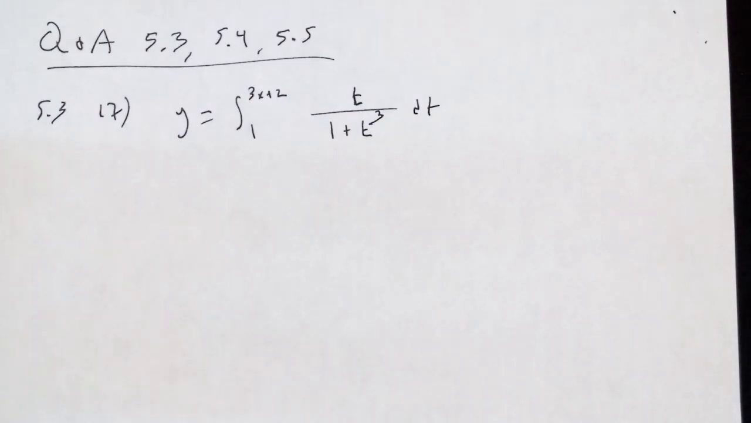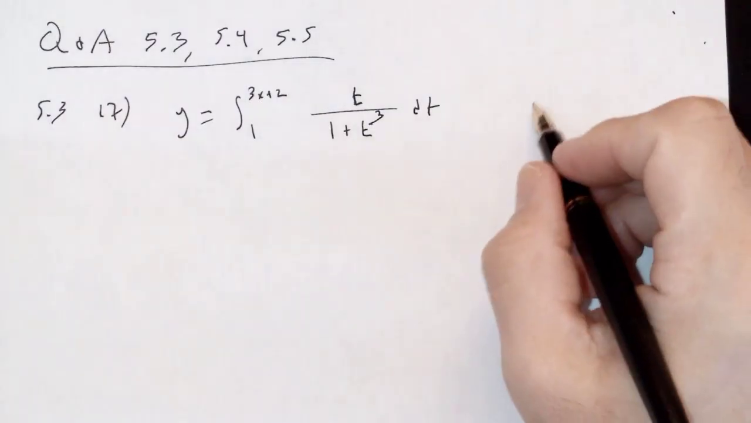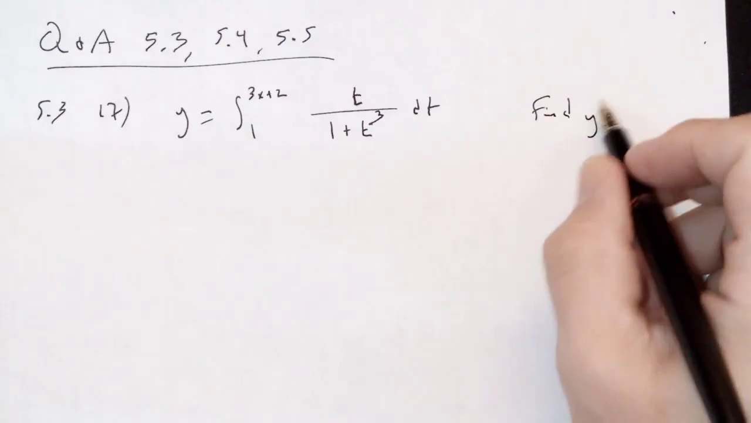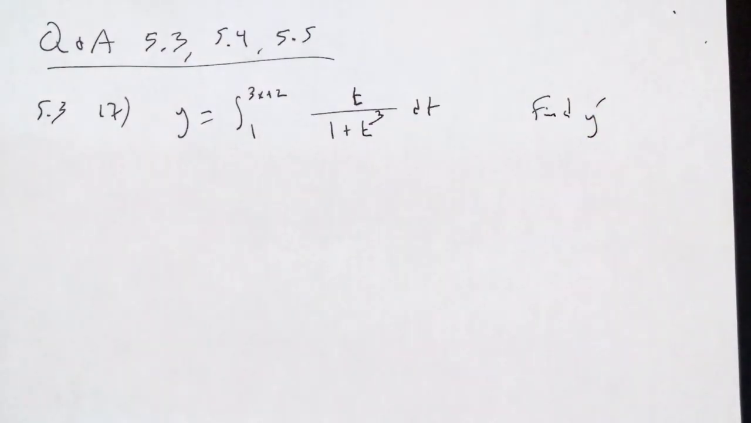Now, since the goal is to find the derivative, I'm going to apply the fundamental theorem of calculus, which says that when I take the derivative of a definite integral, as long as the bottom is a constant, I simply take the top thing and plug it in. But that applies when the top thing is an x. The top thing here is not an x.